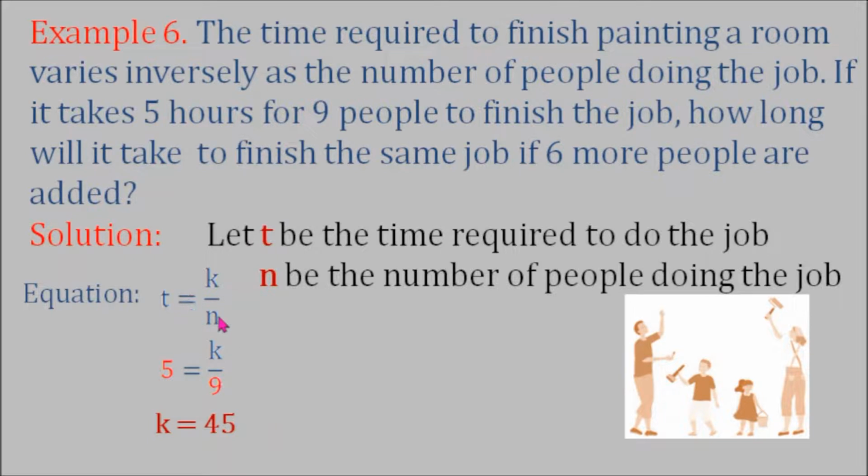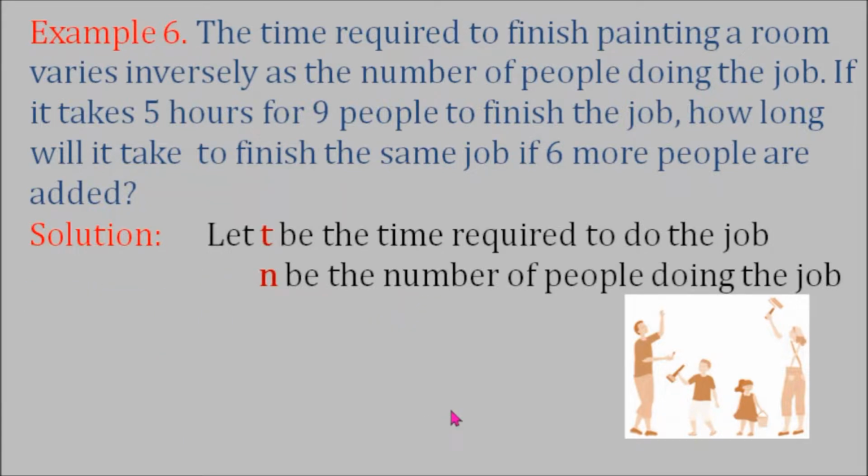Now going back to our original equation, our k here is 45, and then our n here becomes 15. Why? Because originally there were 9 people, now 6 more are added. So that means 9 plus 6, that becomes 15. So 45 divided by 15 is 3. So that means 3 hours.